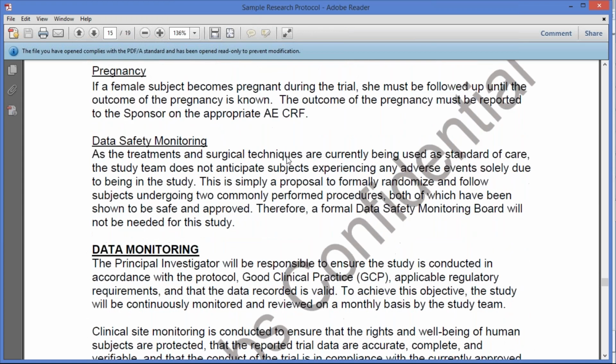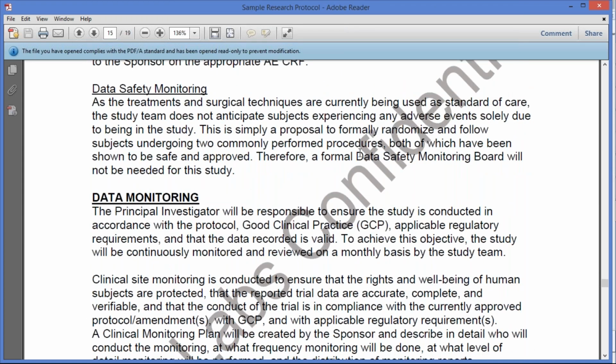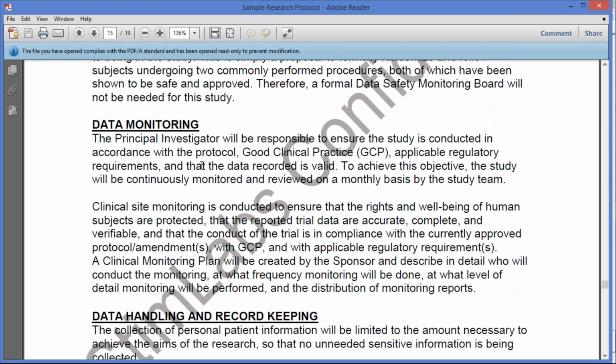Safety monitoring boards not required. See, the formal data safety monitoring board will not be needed for the study because we are not expecting any adverse effects here. Data monitoring team will be there, appointed by the sponsor. They will visit the site to check the study, how it is going on.